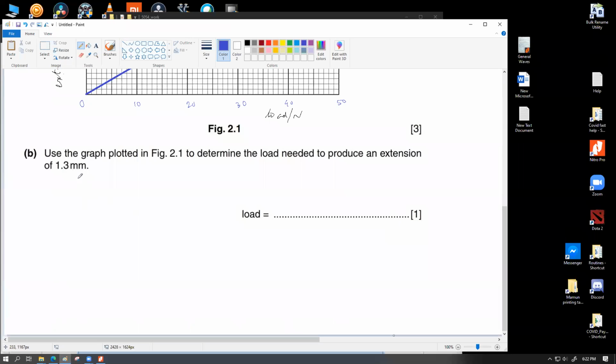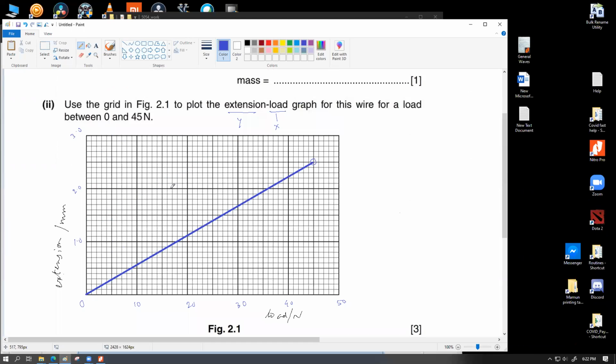If we move on, use the graph you plotted in figure 2.1 to determine the load needed to produce an extension of 1.3 millimeter. So let's find out where is 1.3. I'm going to use a different color, maybe this one. So this is 1 and this is 2.0, which means every increment is 0.1. So 1.1, 1.2, 1.3, this is the 1.3 millimeter of extension. And the required force, if I find out an intercept, is somewhere over here. This force is not making a very perfect cross point with the corner of this box or this box.